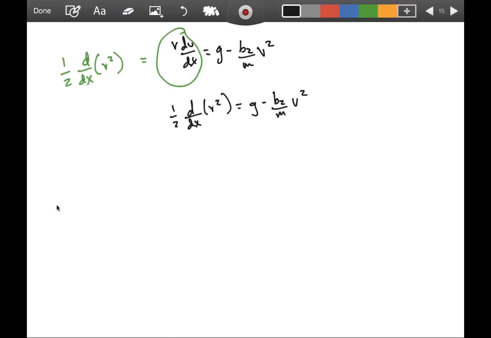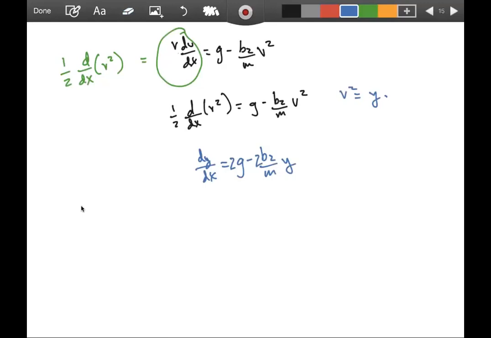Now, the nice thing about this is I can simply call v squared equal to something else, and I'll just call it y for now. So what happens in this case? I've now gone from having a single linear velocity on the left-hand side and a quadratic velocity on the right-hand side to simply the same thing on both sides. So now I'm going to rewrite this as 1/2 dy/dx is then equal to g minus b2 over m y. Then I can multiply both sides by 2. So let's put a 2 here, and a 2 here.